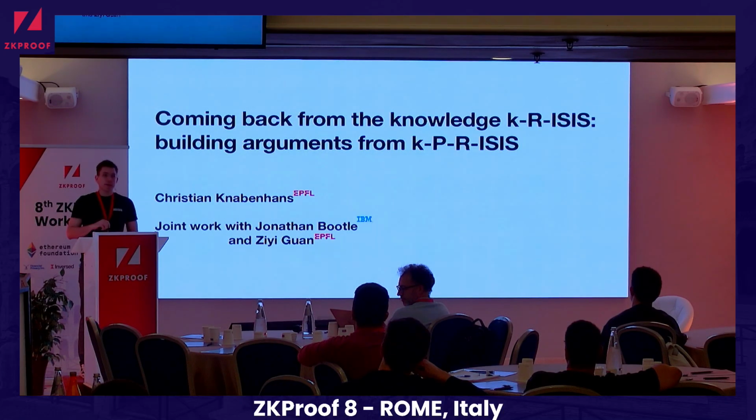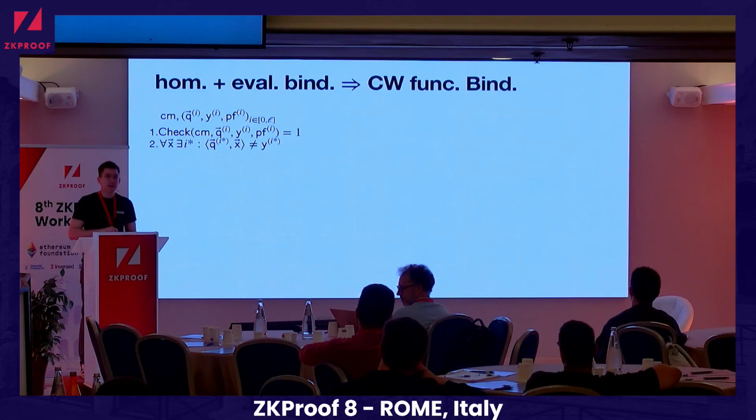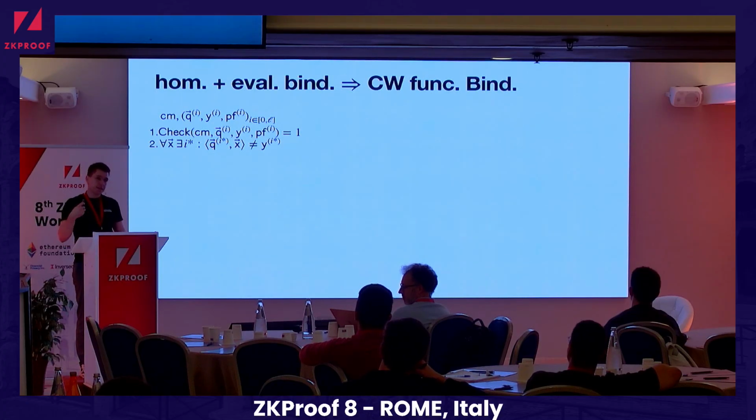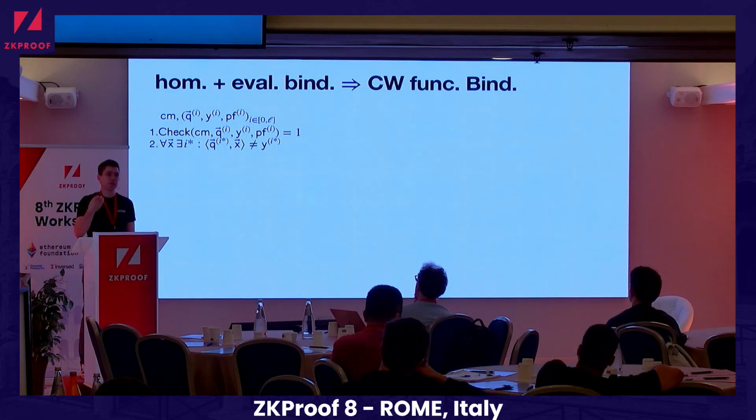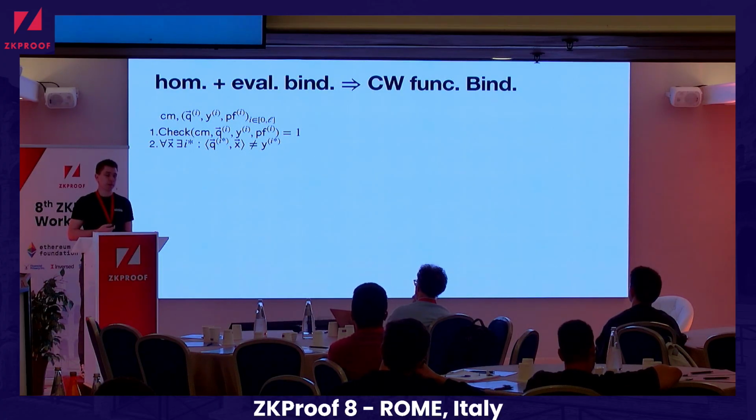This explains also the title. We want to come back from this knowledge crisis, which was a pun by the paper that introduced the assumption, and show that the falsifiable kPRISIS assumption is actually enough. And we're going to do this by relaxing the property that we want to achieve. So we're going to go from function binding to coordinate-wise function binding. So I'll sketch the reduction.